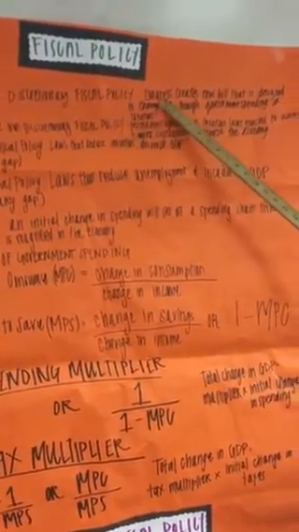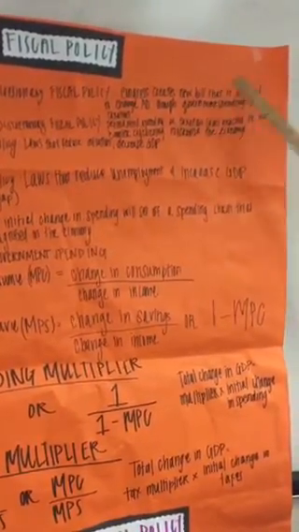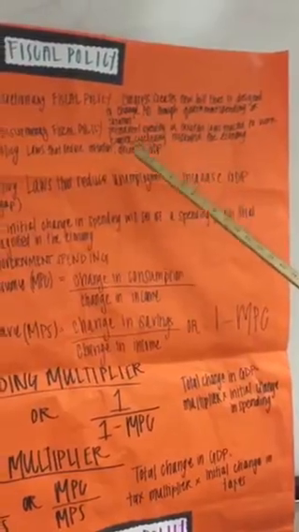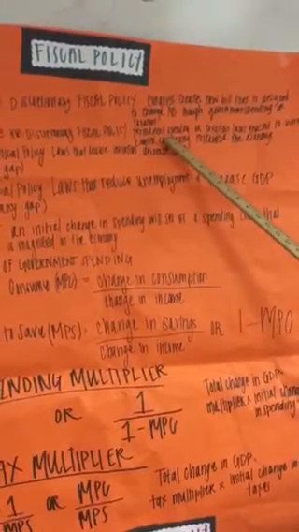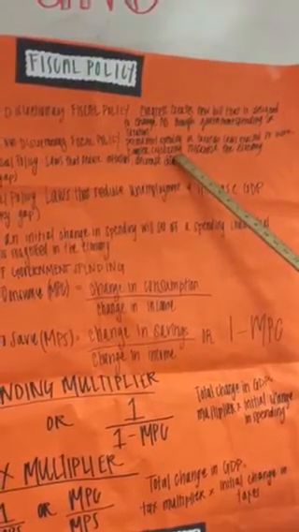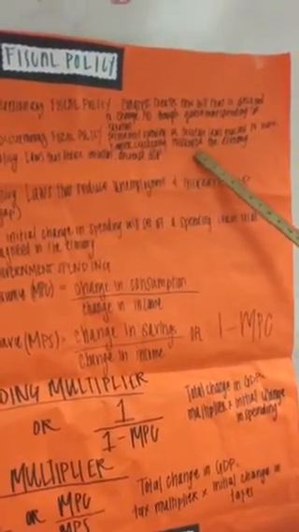Discretionary is when Congress creates new bills that are designed to change aggregate demand through government spending or taxation. Non-discretionary is when permanent spending or taxation laws are enacted to work counter-cyclically to stabilize the economy.